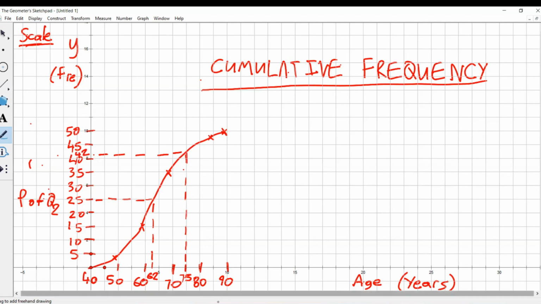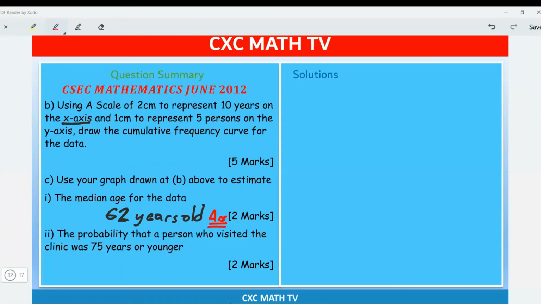So going back to the question, the probability that the person is 75 years or younger is 42 persons out of the total number of persons, which is 50. You can write that as 0.84, or you can say 84%. And that's the probability of a person being 75 years or younger.